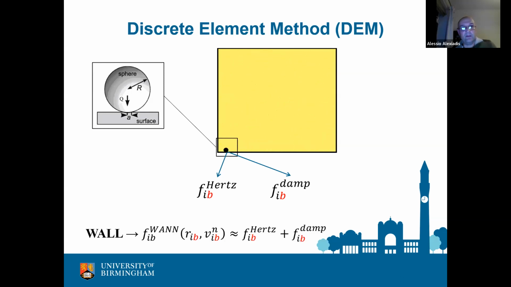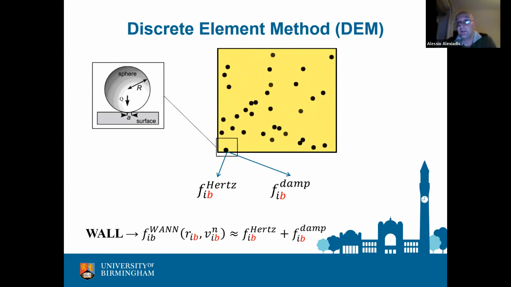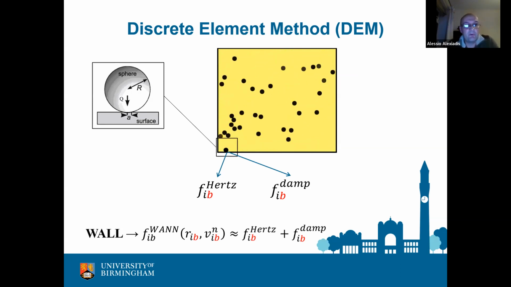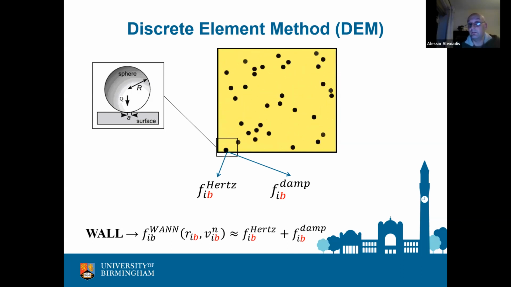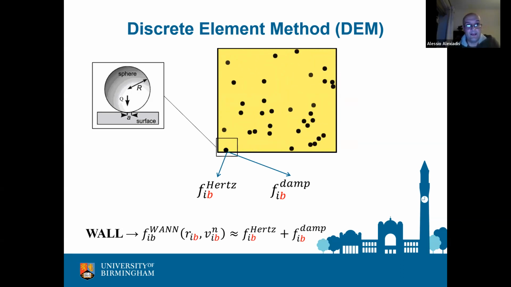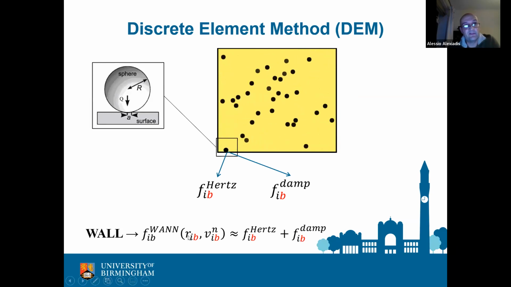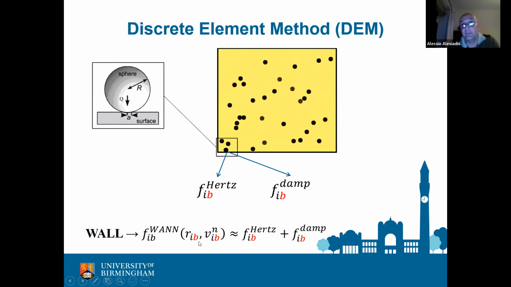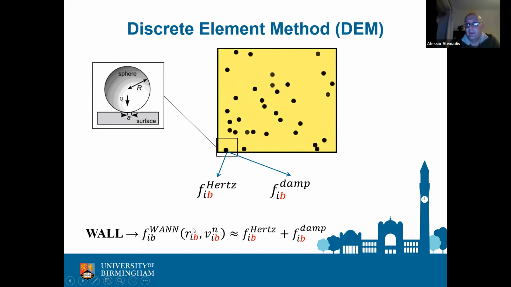So the way to approach that is to use a second neural network for the boundaries. In this particular case, we have a network that we call WANN, which is the neural network for the wall, and which depends on the distance, let's say, and the velocity with respect to the particle i and the boundary b. The principle is the same, but of course the model will be different.